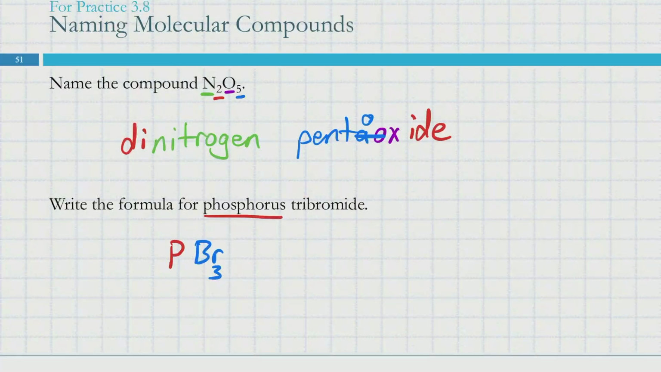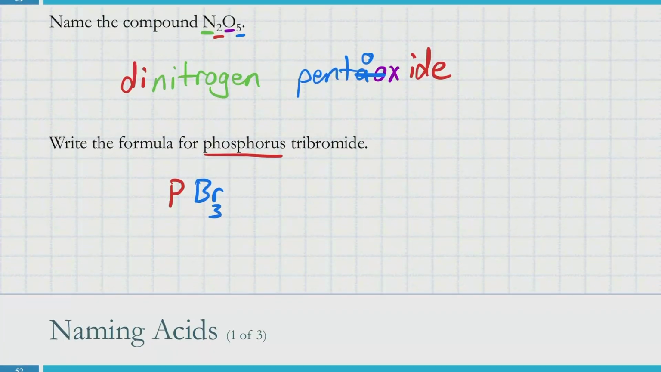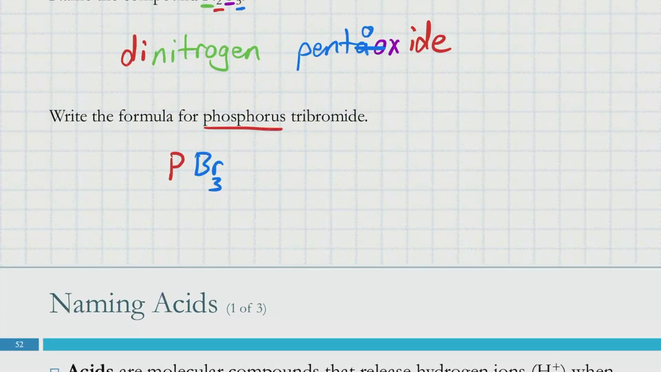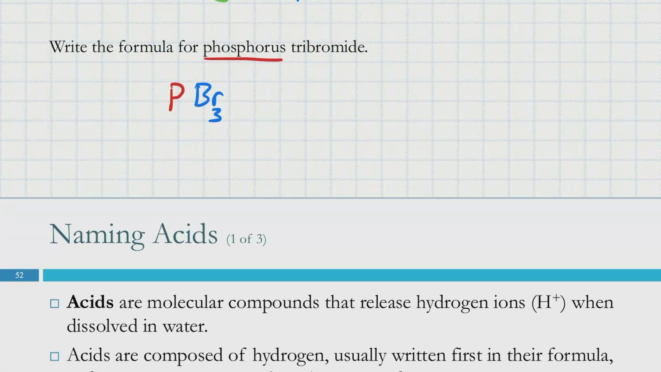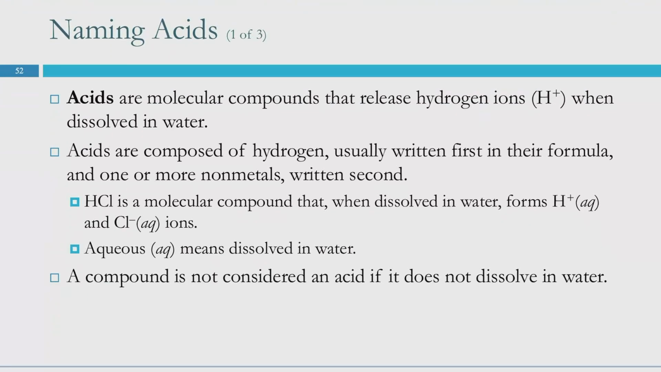Molecular compounds. Arguably easier than ionic compounds. Arguably. So that's all of molecular compounds for binary molecular compounds. There are some other ones that we'll learn about that are also molecular. But those are like the simplest molecular compounds.